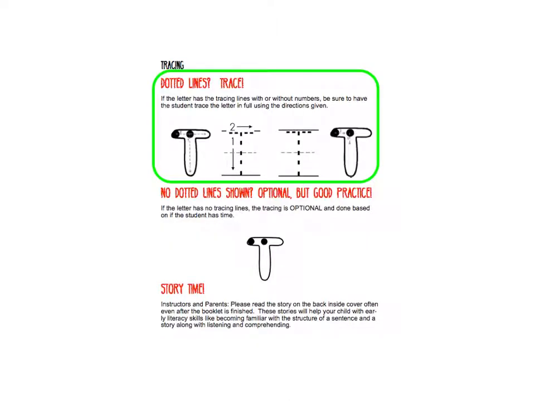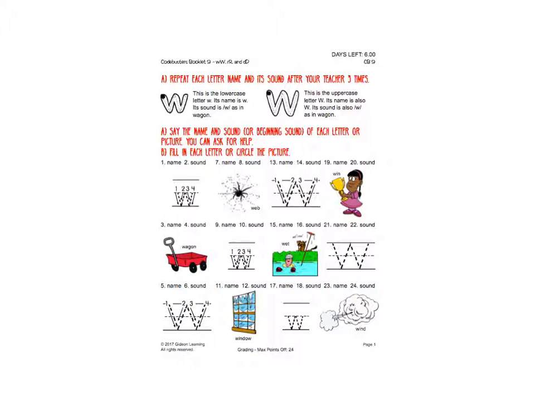Here you'll see this picture, or this page, and at the top we want to show you that whenever you see any sort of tracing or guidance for the letters, that you must write these letters. So let's jump into our first letter. Let's read the directions at the top first. Repeat each letter name and its sound after your teacher 3 times.